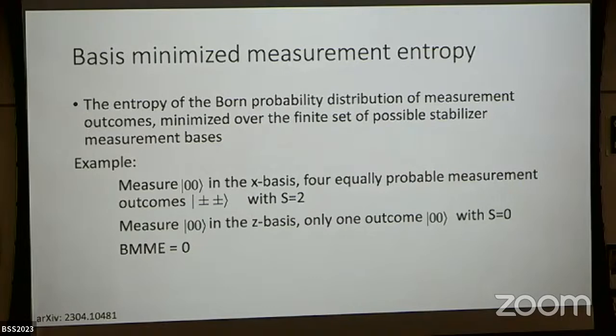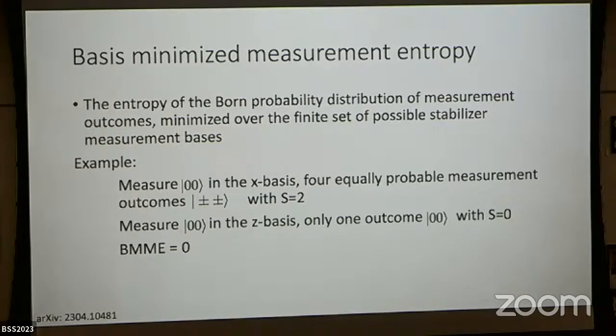Okay, so now we're going to introduce a new measure of magic. This is introduced for the first time in this paper, and it's called the basis minimized measurement entropy. The wordy definition is that it's the entropy of the Born probability distribution of measurement outcomes. I take lots and lots of shots, many measurements, look at the distribution of those outcomes, and then minimize over the set of possible stabilizer measurement bases. I could measure in the computational basis, or in the X basis, or in some other Pauli string of bases where each qubit is measured in a different Pauli basis.